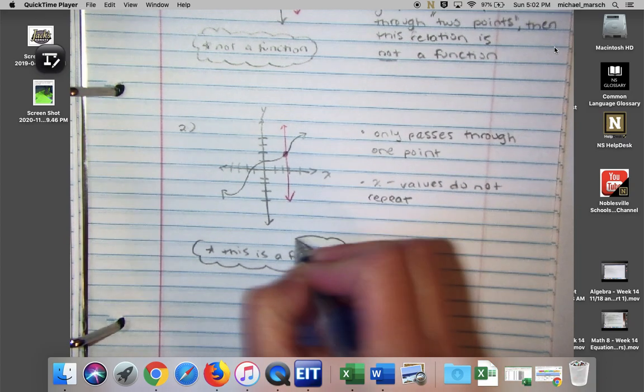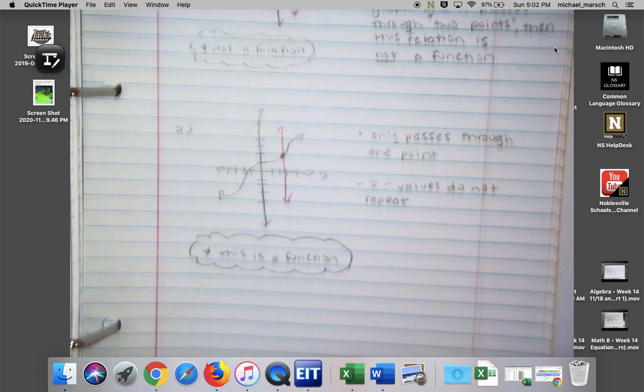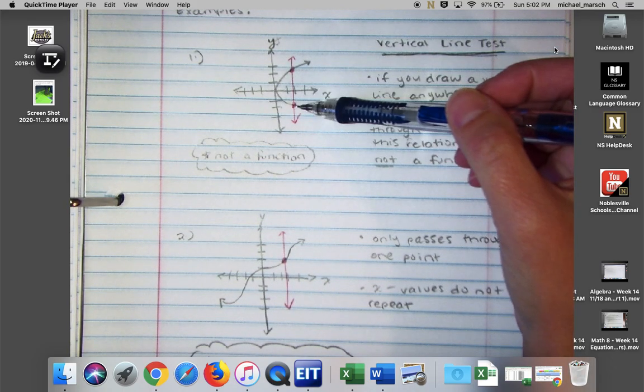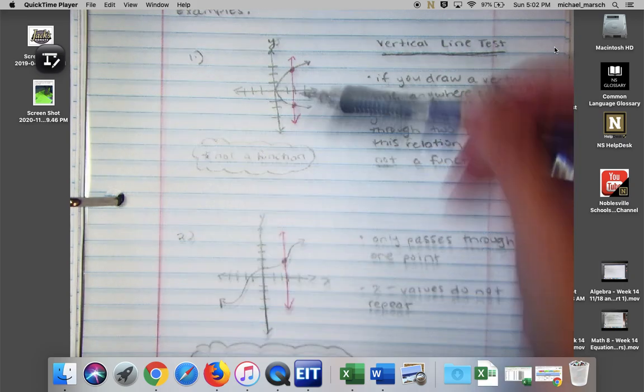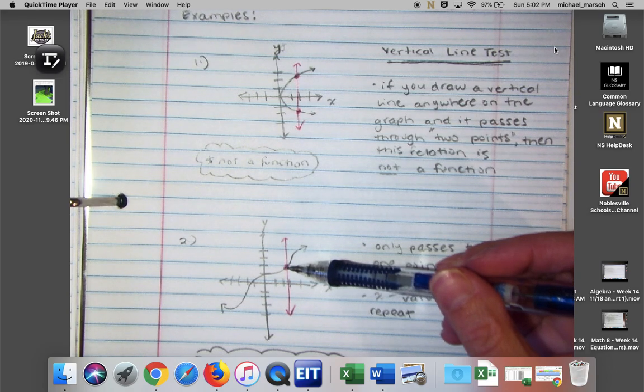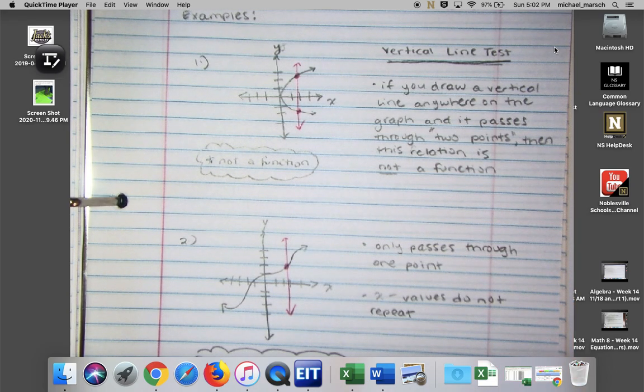So when you look at the two graphs compared to each other, you can see very obviously that this one fails because it goes through 2 points, which is a visual way of saying the x values repeat. And this one passes because you can see it only goes through 1 point. Okay, so let's try a couple more.